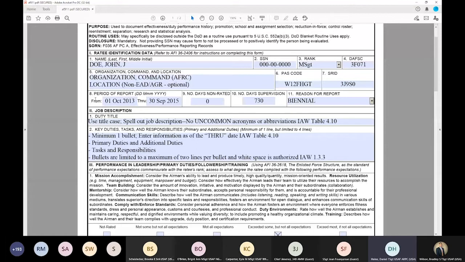The period of report should always start the day after the last report closed out, and most likely will end on the member's SCOD, static closeout date. If a directed by half report is required, this will close out the day before the member promotes. In future trainings, we will go over directed by half reports as well.